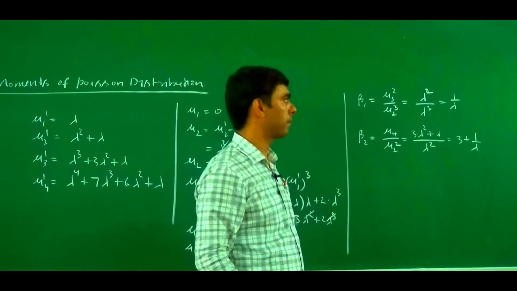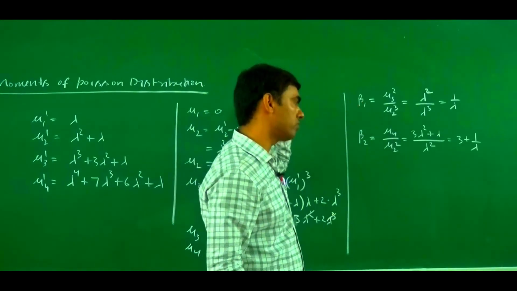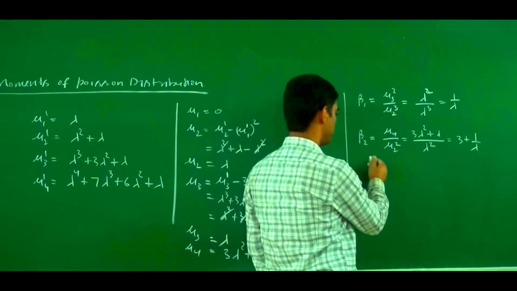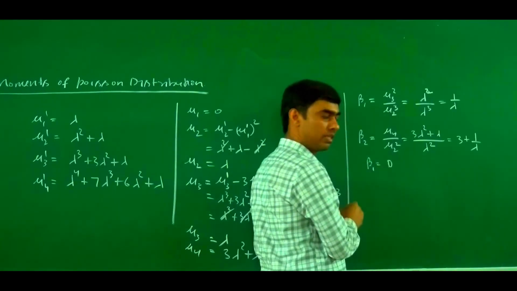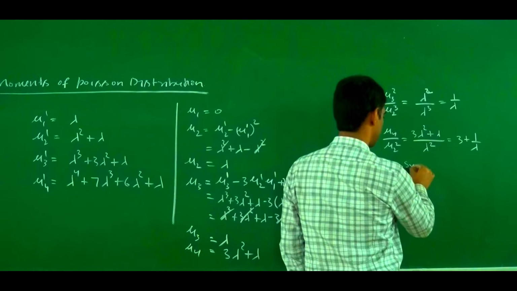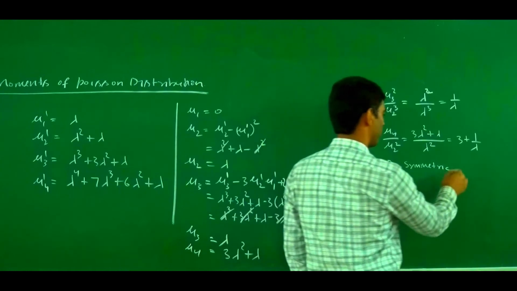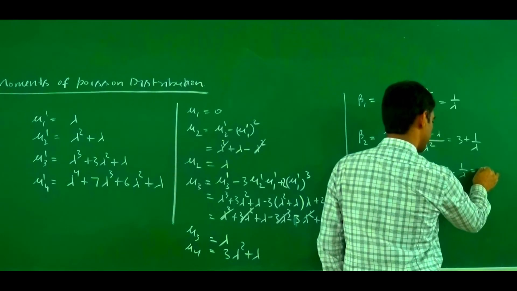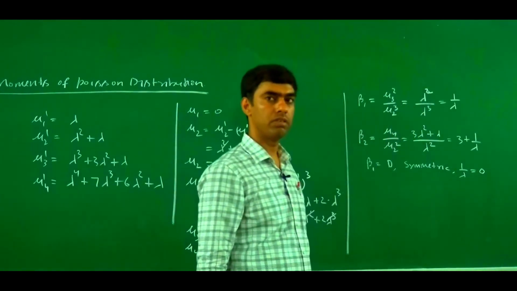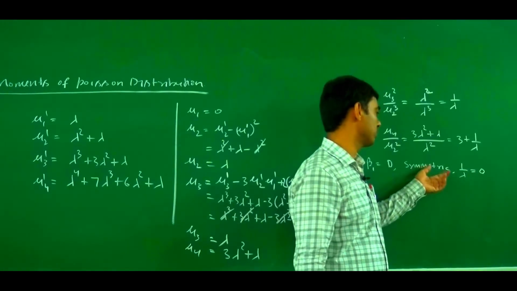So as we know, this one gives the lack of symmetry, the coefficient of skewness. So if the value of beta 1 equals 0, then it is symmetric. In other words, we say that 1 upon lambda equals 0. So you cannot say that 1 upon lambda equals 0.